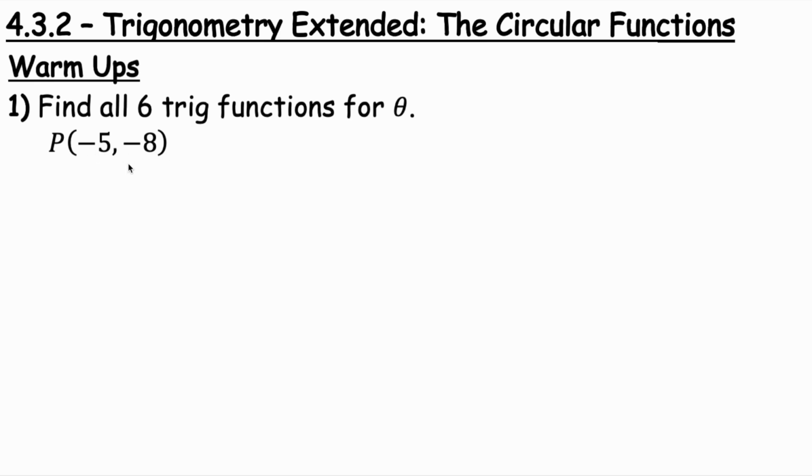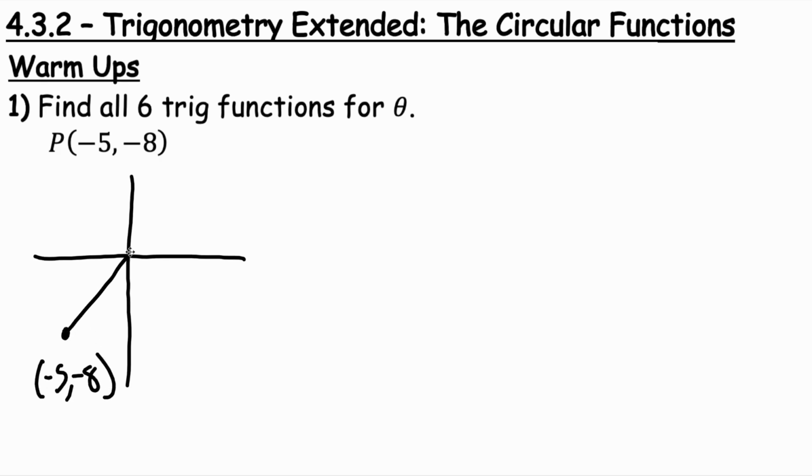So this point, -5, -8, will be in the third quadrant. So we go to the left 5, we go down 8, put a point. So there's our point -5, -8. Connect that with the origin, and then we connect it straight up with the x-axis to form our right triangle. Here's the angle we're looking at. The x-coordinate is -5, the y-coordinate is -8, and then we do the Pythagorean theorem.